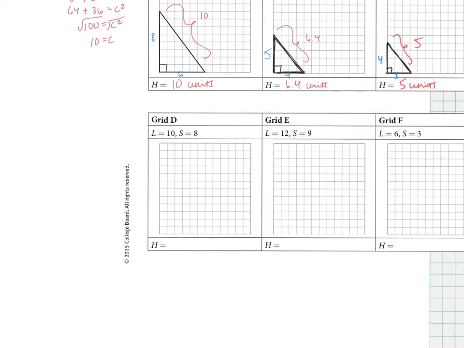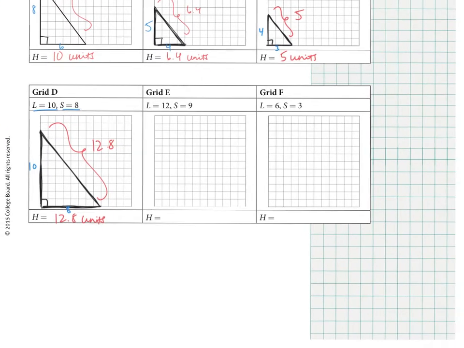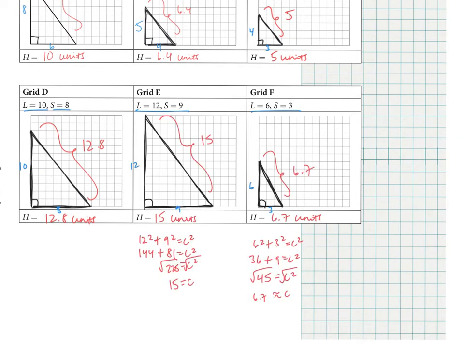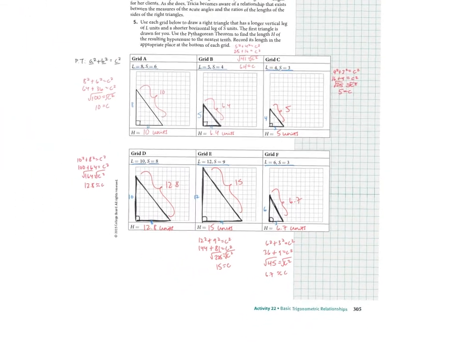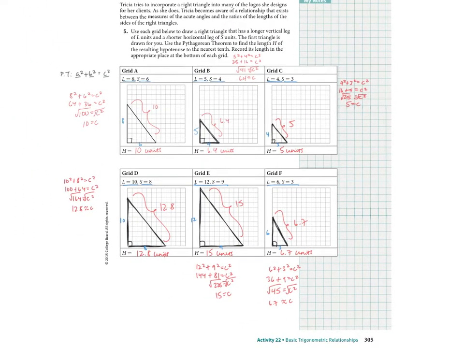Moving down to grid D, we can see that we end up getting a hypotenuse of 12.8. Now moving over to grids E and F, we should end up getting 15 as the length of the hypotenuse of grid E and around 6.7 for grid F. Okay, so we did all of this. We're zooming out, looking at this, and we're thinking, what's the purpose behind all this? Why did we do all of this?